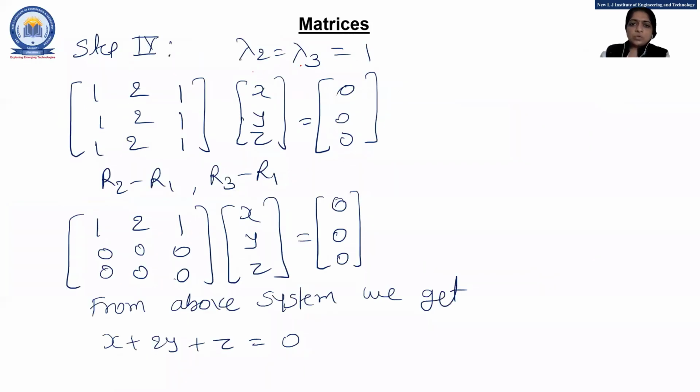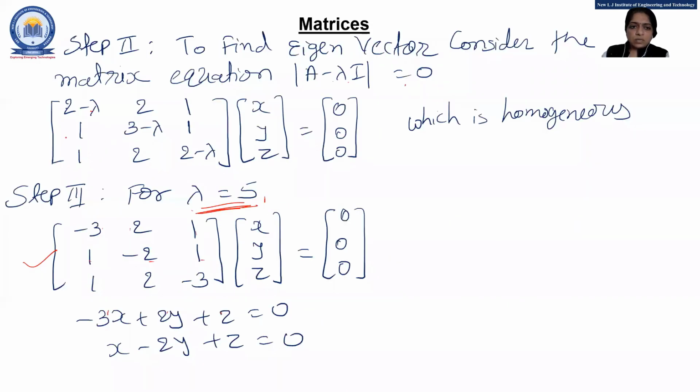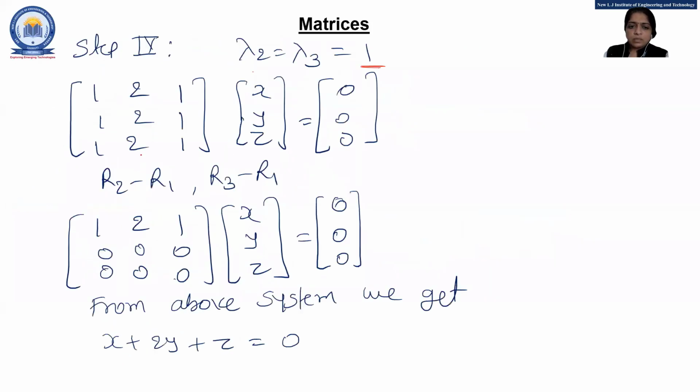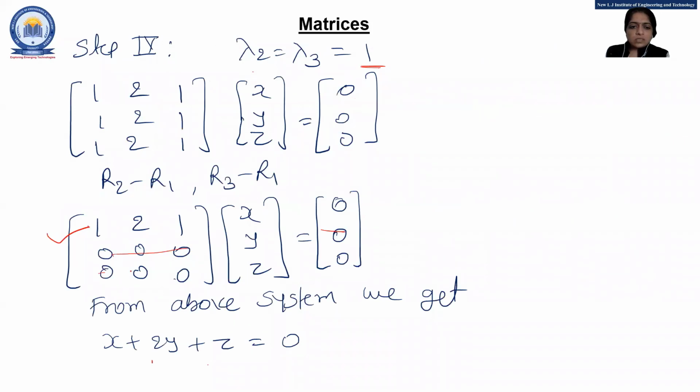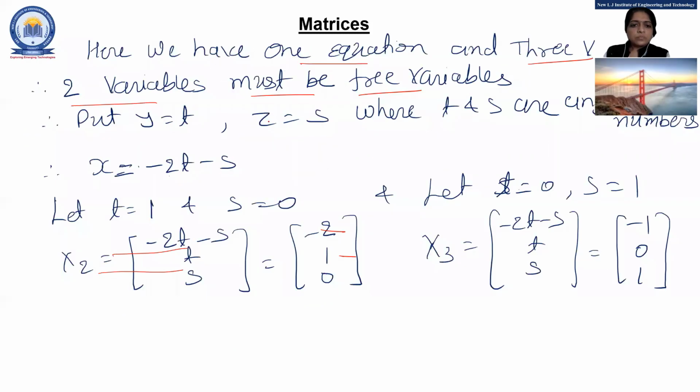Now, here lambda 2 and lambda 3 both are same, that is 1. So if I substitute lambda equal to 1 in this equation, right? So 1 2 1, 1 2 1 and 1 2 1. All 3 rows are same. As all 3 rows are same, I have only 1 row. It means I have one equation, x plus 2y plus z equal to 0. Here we have one equation and 3 variables. It means 2 variables must be free variables, right? Here total 2 rows are 0, so we have 2 free variables.